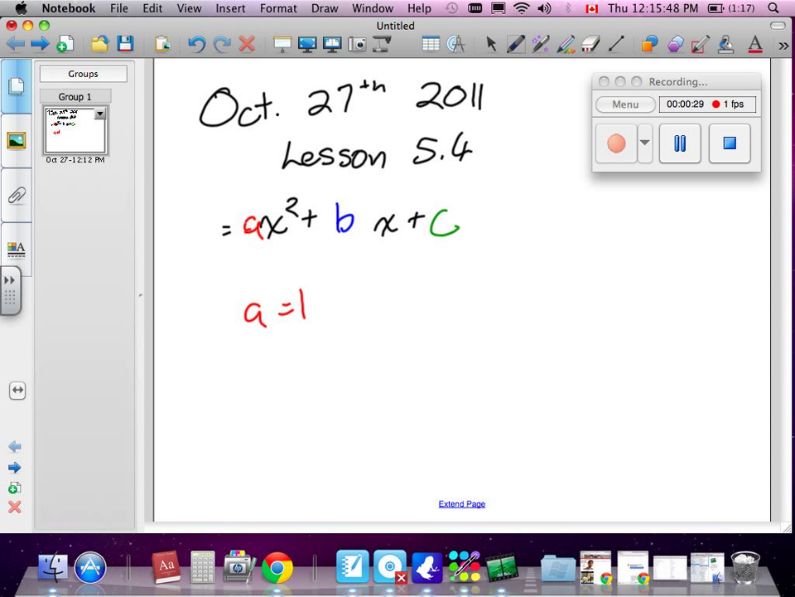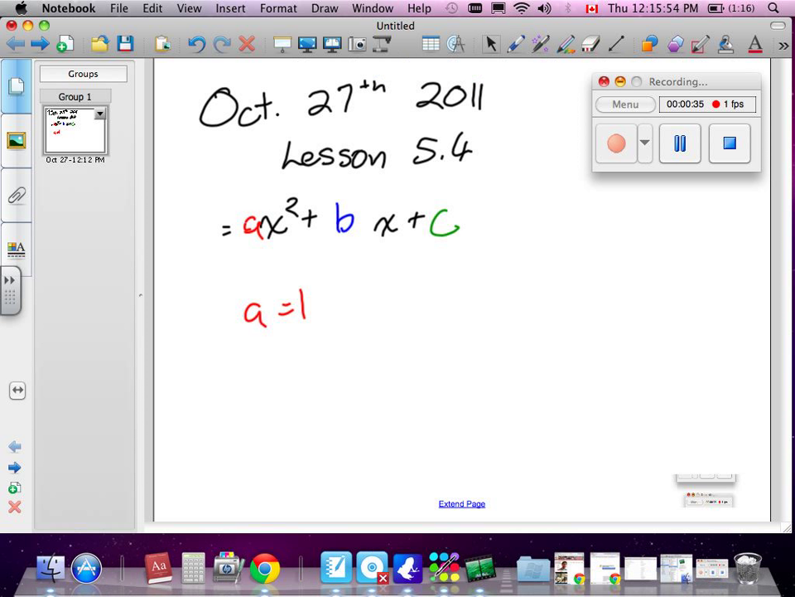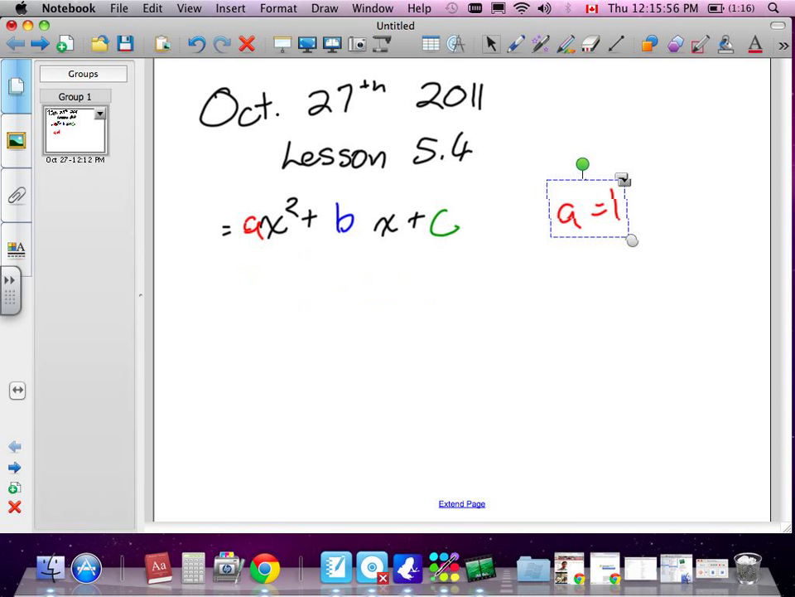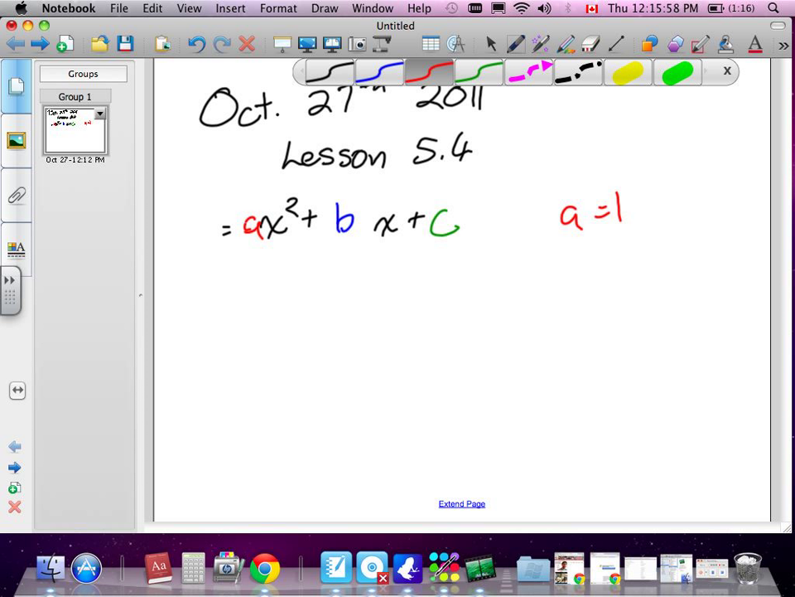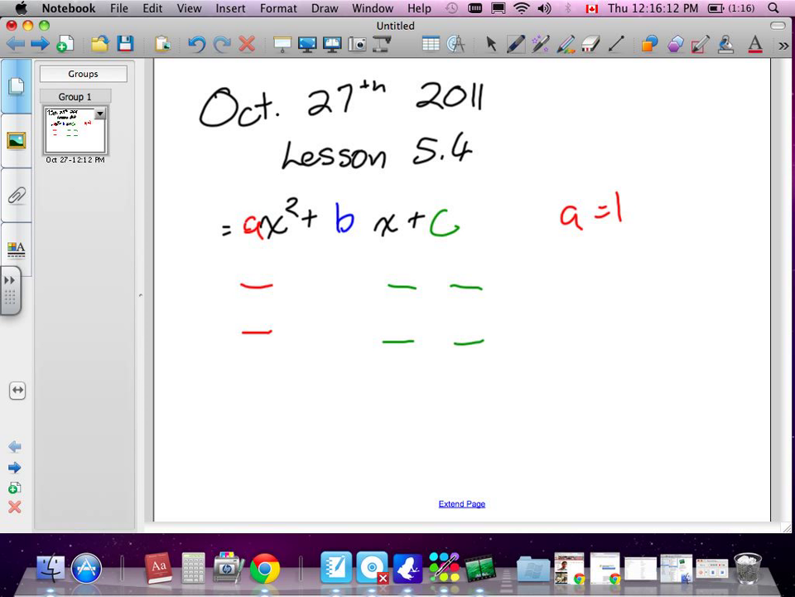Okay. Now, in order to solve this, I'm going to just move that. Working with a is 1. You will find the factors of a. So you're going to find some number and some number. And then you're going to find the factors of c. So who knows how many pairs of factors there are. We're going to put them in columns.